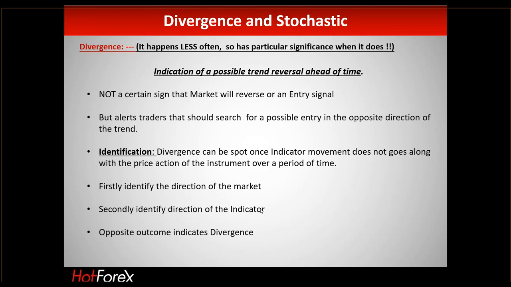We're running out of energy. We're running out of buyers if we're going up. We're running out of sellers if we're going down. The stochastic and the divergence of the stochastic is giving you that potential first signal that things are slowing down.